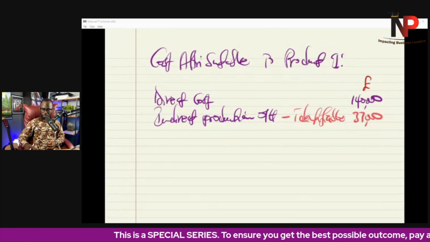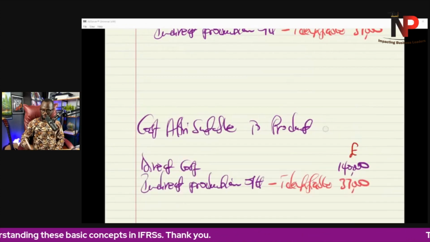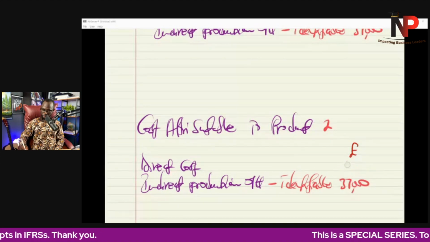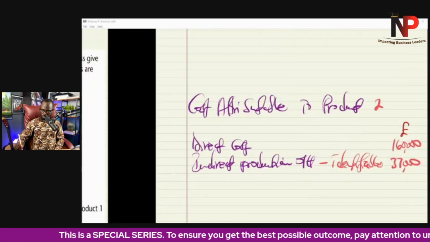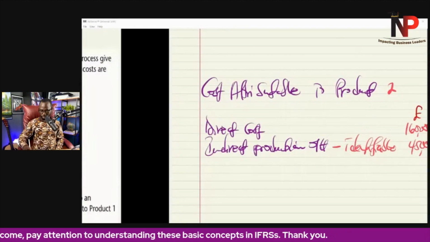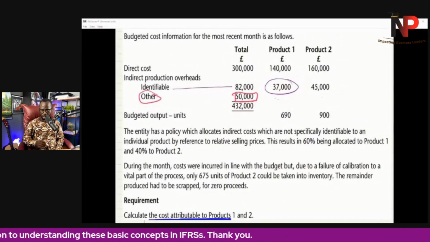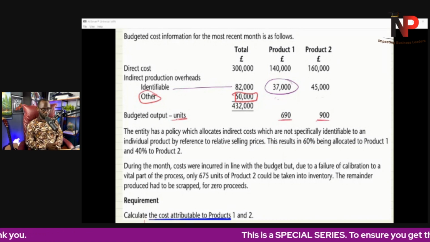Now, the same information could be duplicated for product 2. So this will be product 2. The direct cost for product 2 is 160,000. The identifiable overheads, it's 45,000. So let's continue to read. Budgeted output in units, 690 for product 1, 900 for product 2.